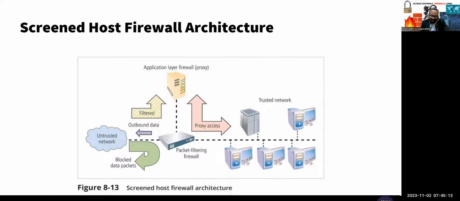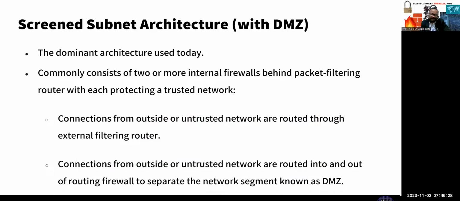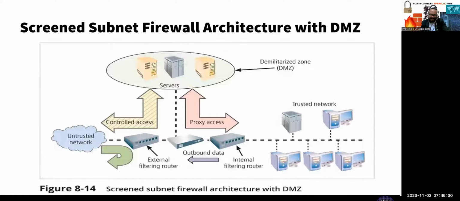If you see this diagram, you see where it's placed, right? You've got my packet filtering firewall right there, right? You've got my proxy access in there to go to my trusted network. And of course, I've got my application layer firewall proxy on the left side. All right, so that would be to create a DMZ.